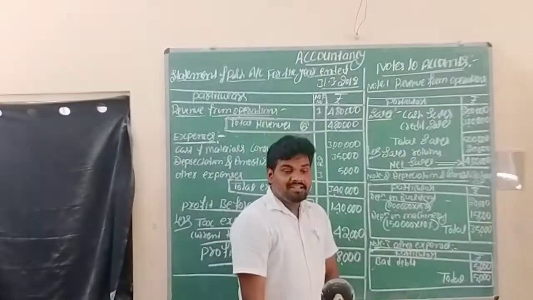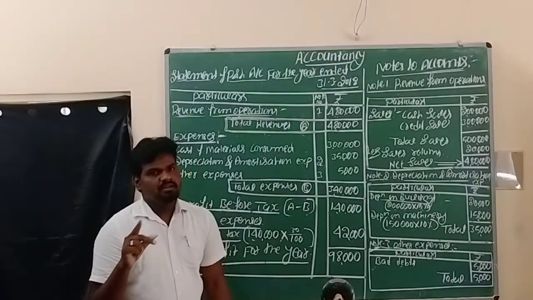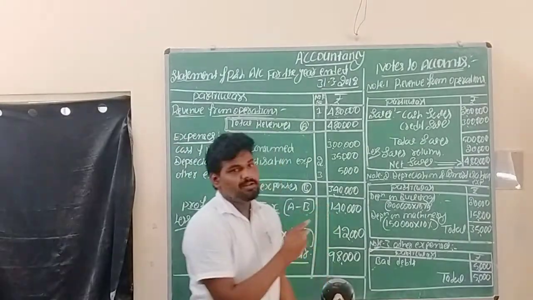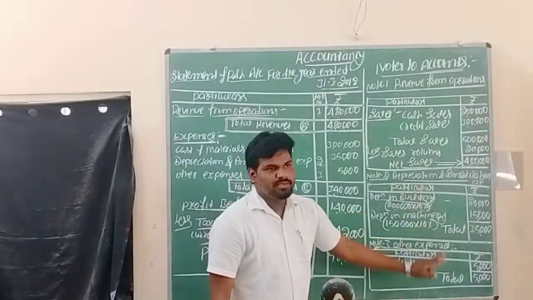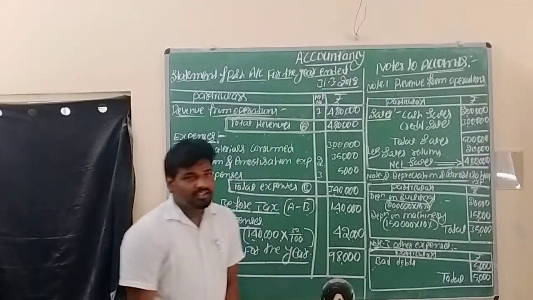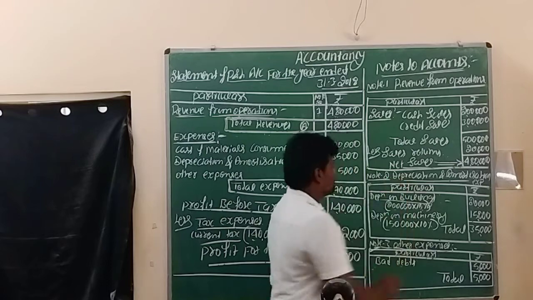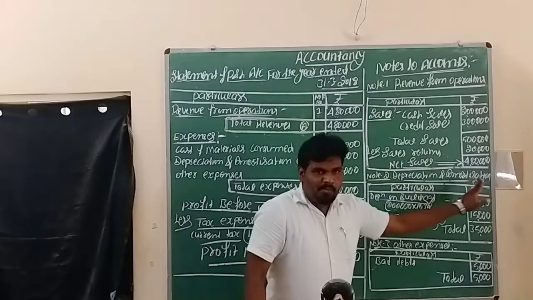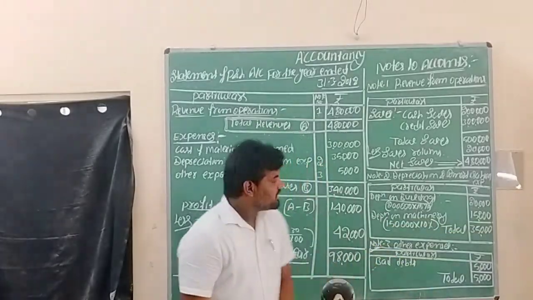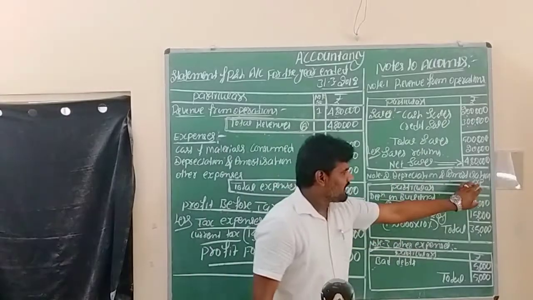For these assets, they have given one note: depreciation at 10% on buildings as well as machinery. For this working note, we need to take one more note. That is note number 2, depreciation and amortization expenses. So here we just have a particulars and amount column.